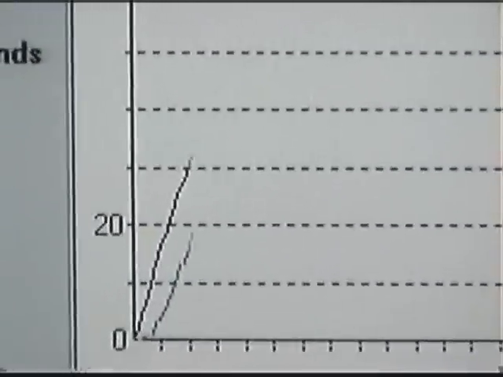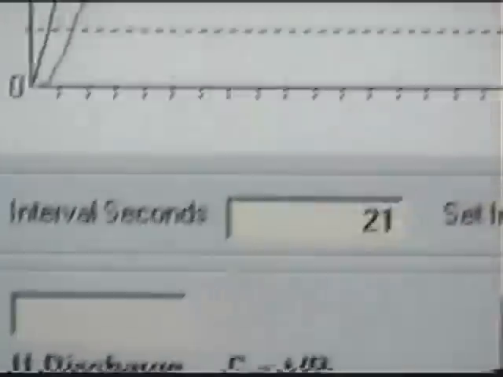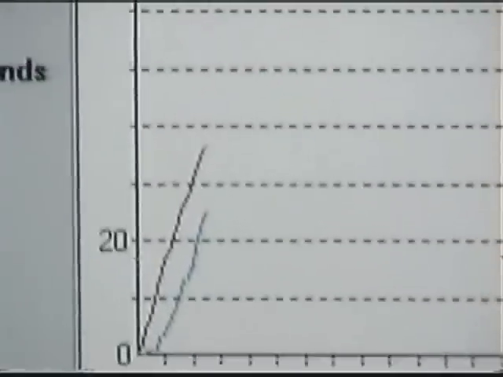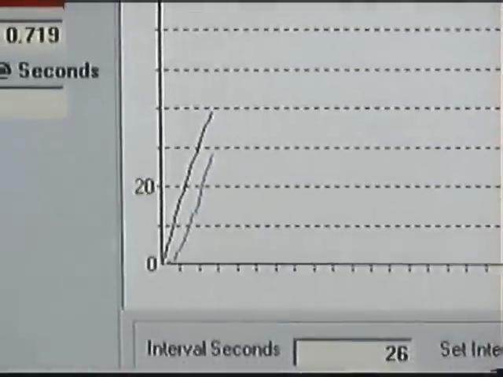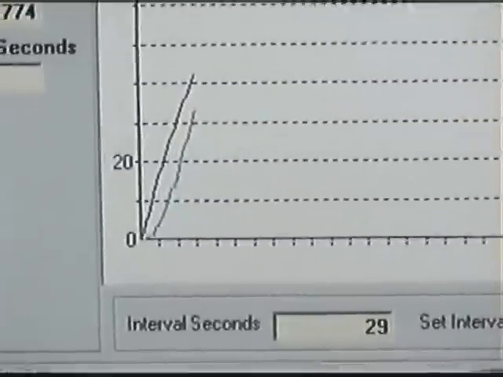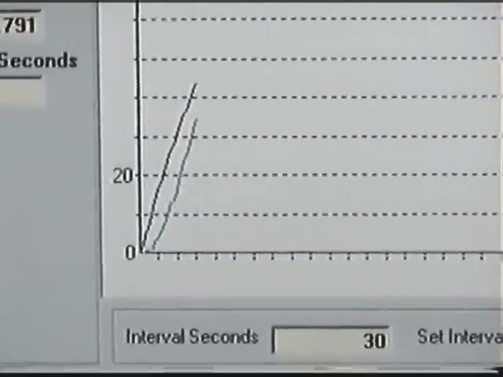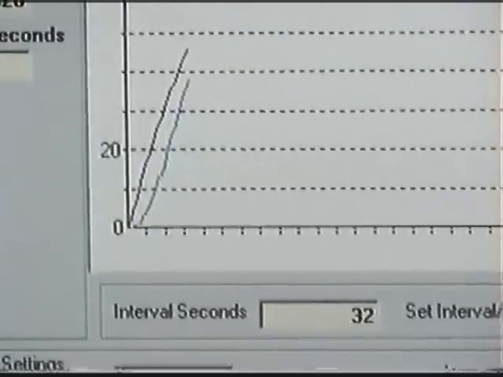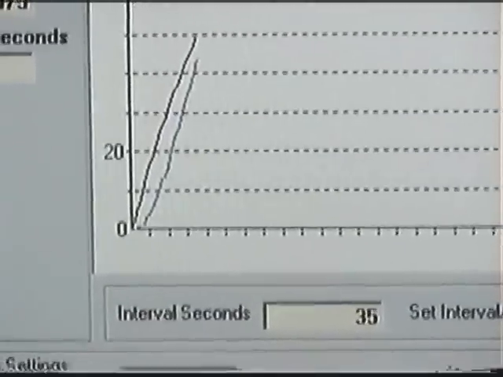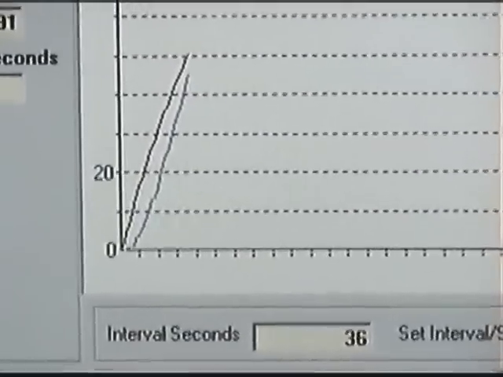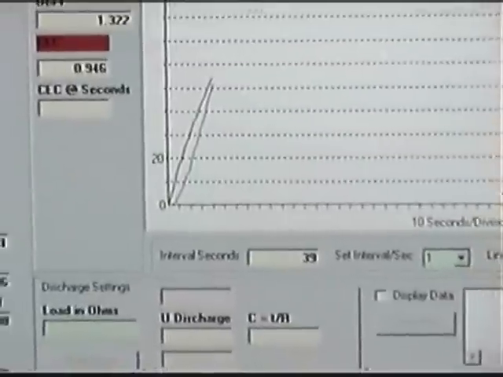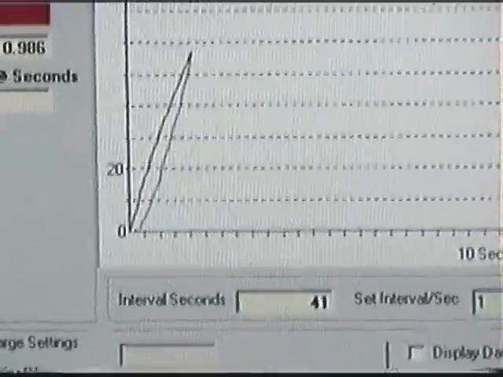The red one is the energy consumed, the blue one is the energy on the capacitor. We've gone for 22 seconds, 23 seconds. You can already begin to see what's happening here with this graph. You can see in the left hand corner up there, 77% CEC, 32 seconds, we're at 90% CEC at 39 seconds.